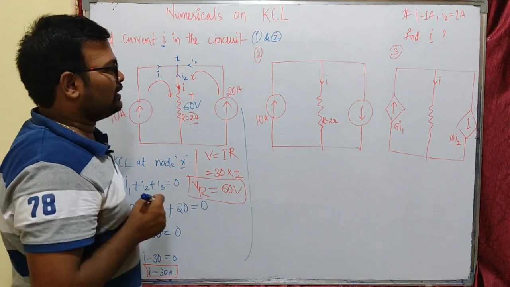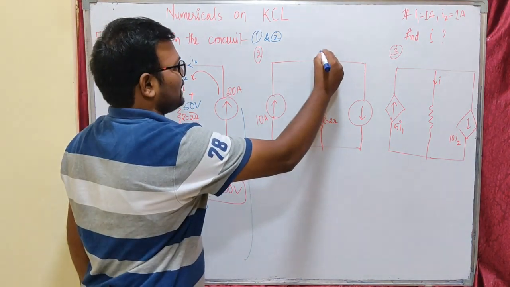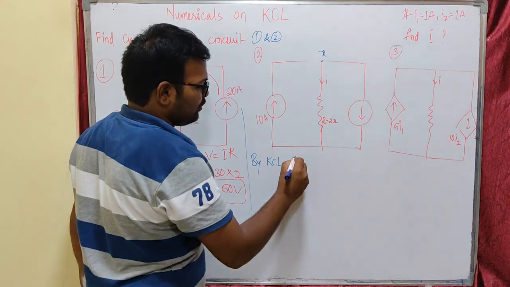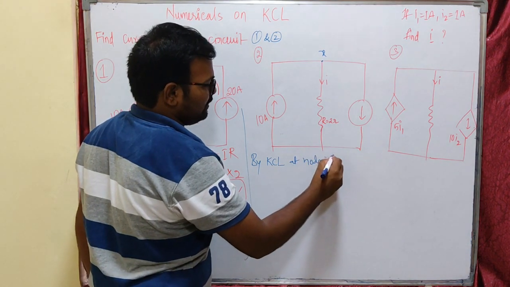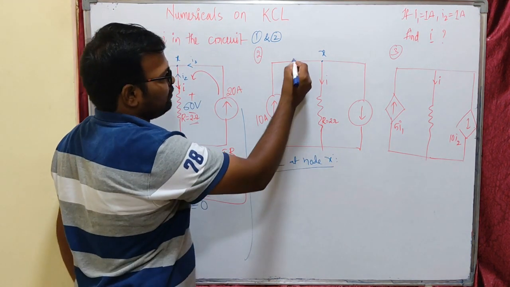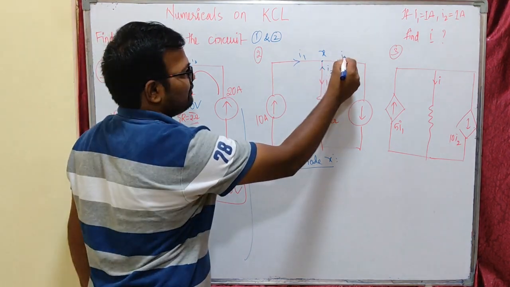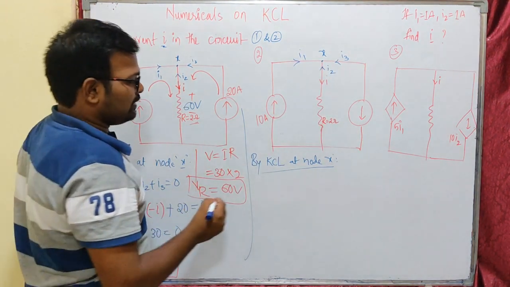Now let us take another. I am going to consider this node as X, so let us apply KCL here. By KCL at node X, I am going to consider currents I1, I2 and I3.